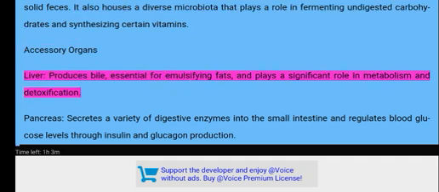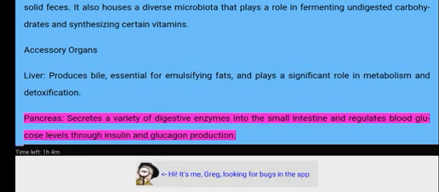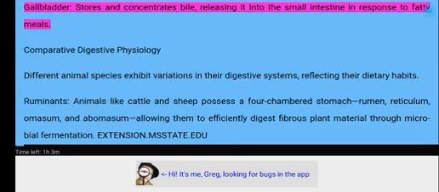Accessory organs. Liver produces bile, essential for emulsifying fats, and plays a significant role in metabolism and detoxification. Pancreas secretes a variety of digestive enzymes into the small intestine and regulates blood glucose levels through insulin and glucagon production. Gallbladder stores and concentrates bile, releasing it into the small intestine in response to fatty meals.